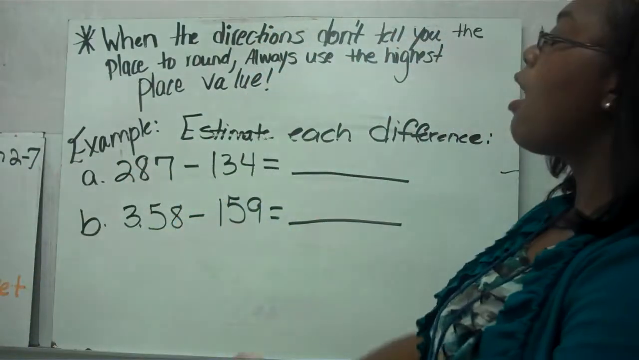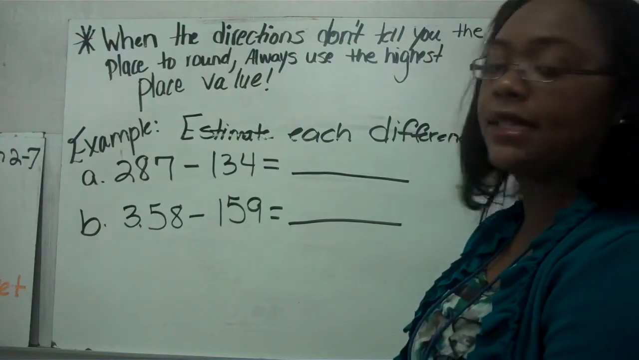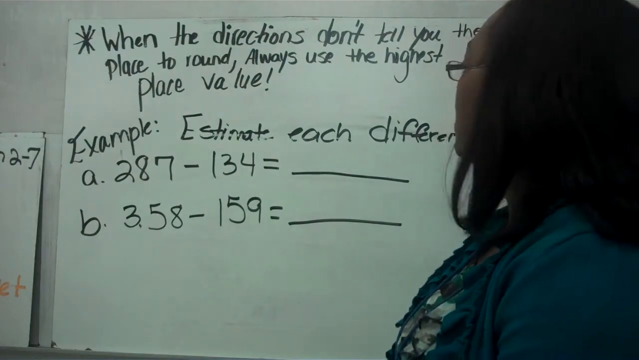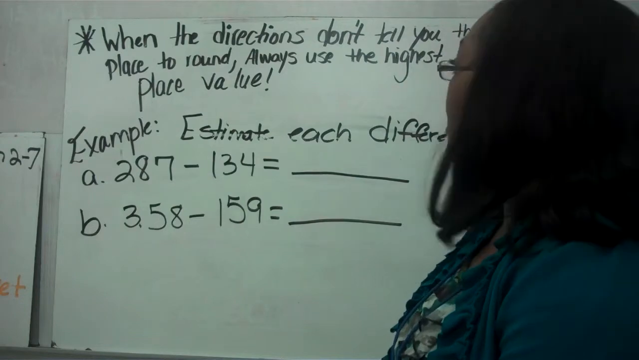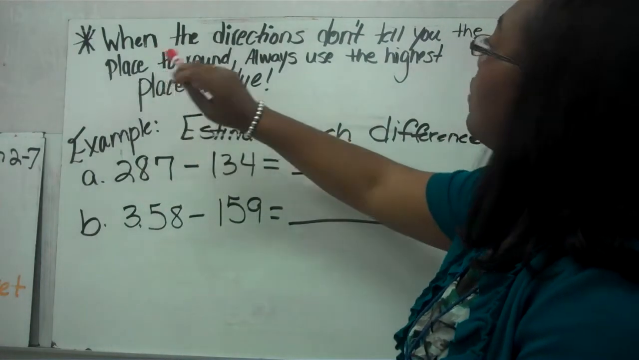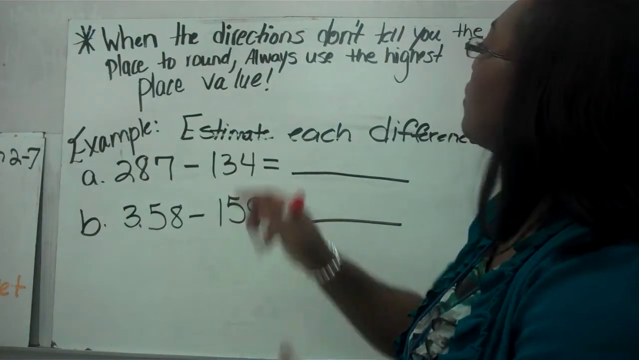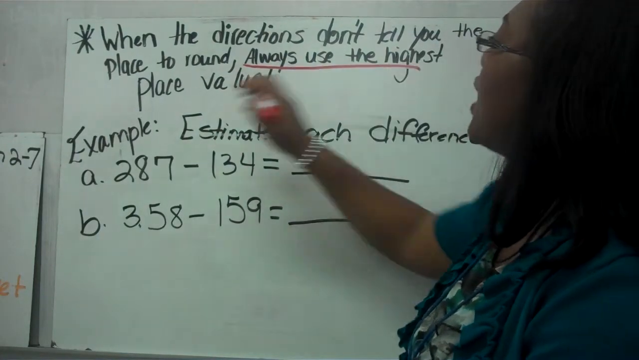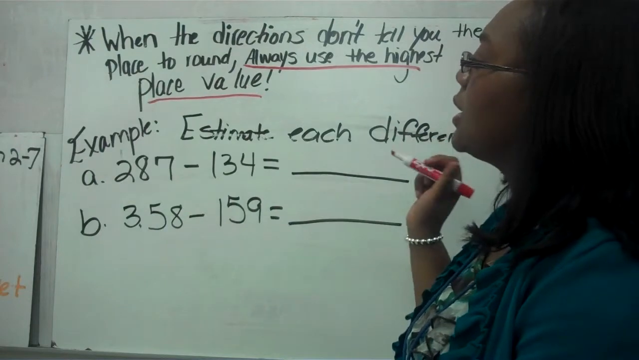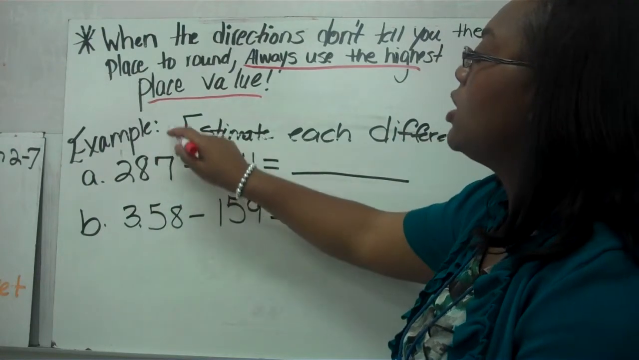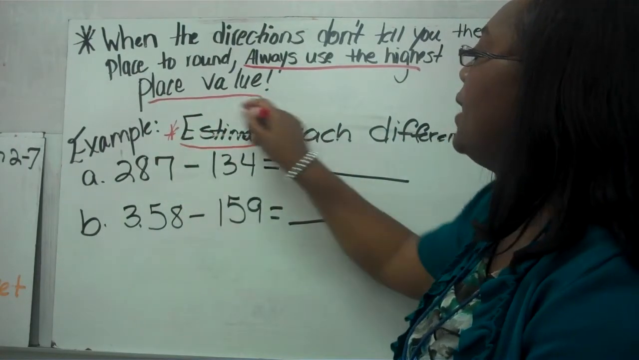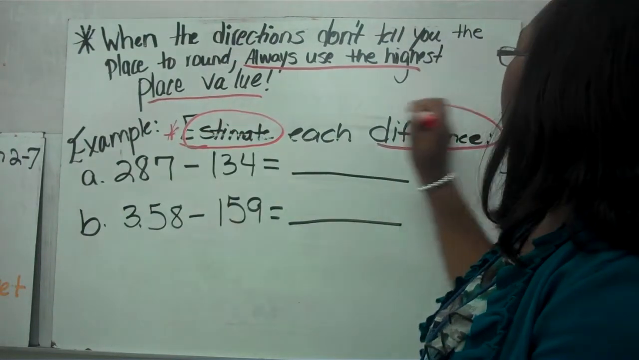Now, so far we've worked with examples where they told us exactly where to round. Sometimes they wanted us to round to the nearest 10, sometimes the nearest 100. Now, what happens when the directions don't tell you the place to round? If the directions don't tell you what place to round, always use the highest place value. So for instance, look at this example. My directions just say estimate each difference.